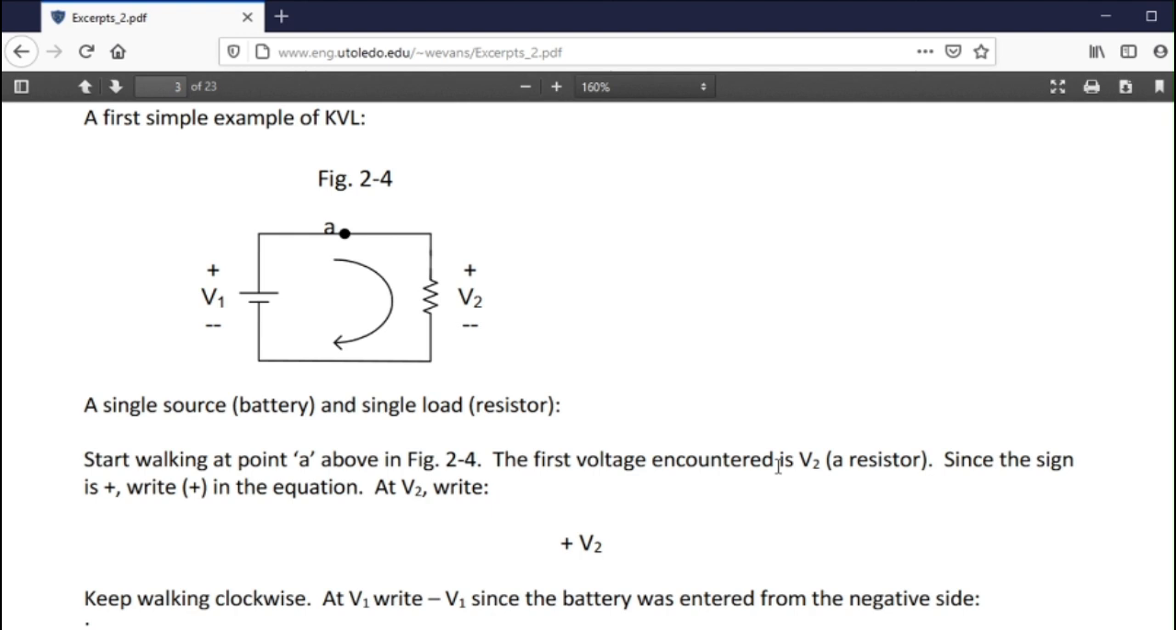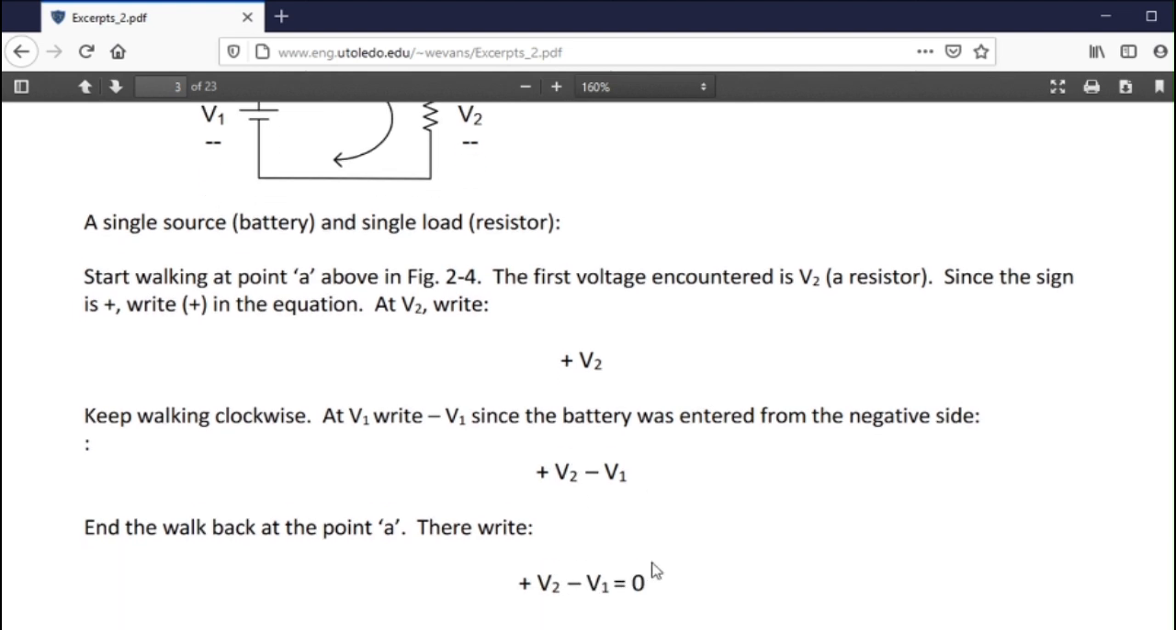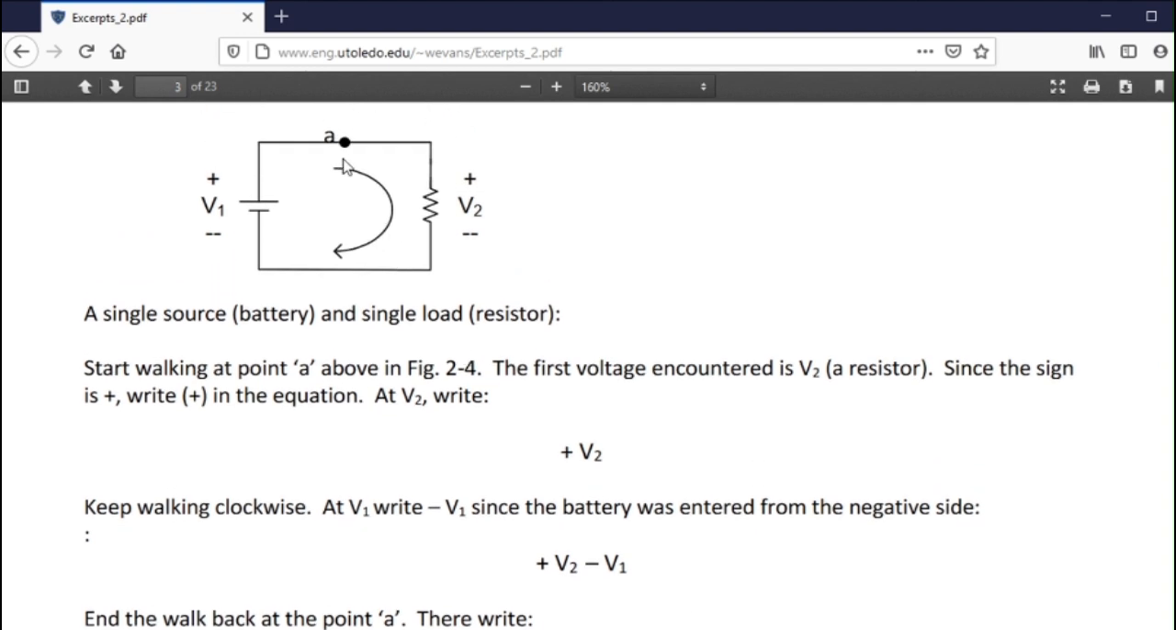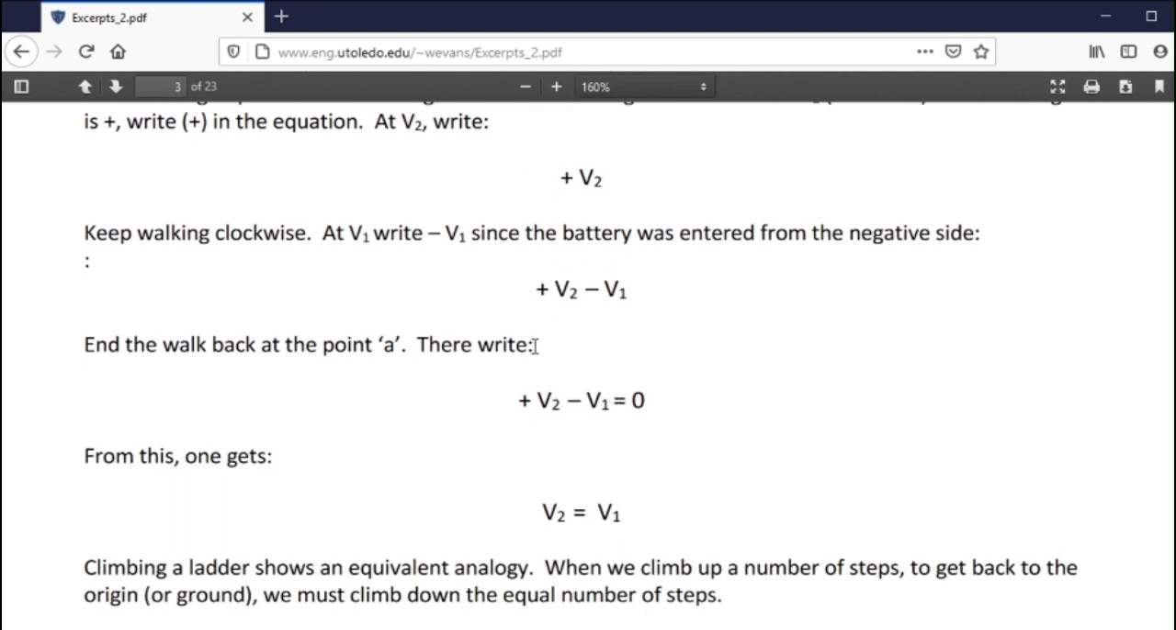Okay, so when you're walking around that loop, you start at the minus side of V1, so you're at a minus, and you come around to the plus side of V2, so you're at a plus, and you sum to equal 0. So basically you say plus V2 minus V1, and then you write equals 0. So you start at a point, here you started at A, plus V2, march around to this side, minus V1, and it sums to 0. Or we could say V2 equals V1. That's easy.